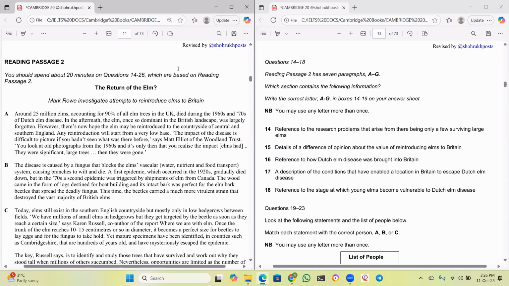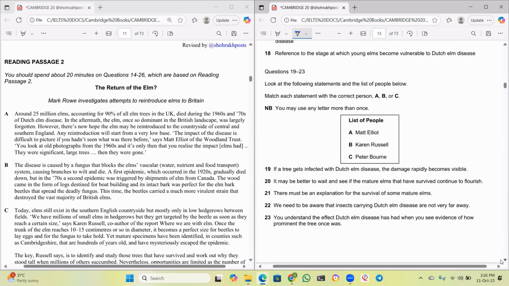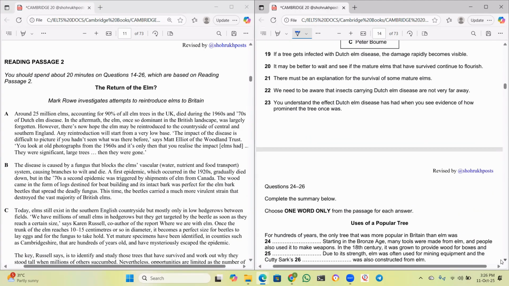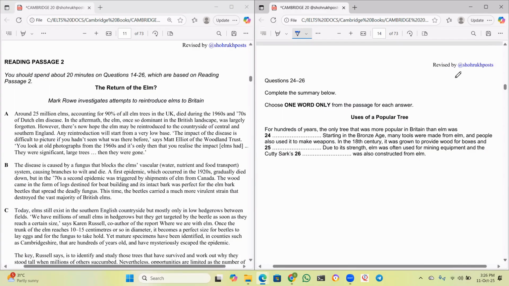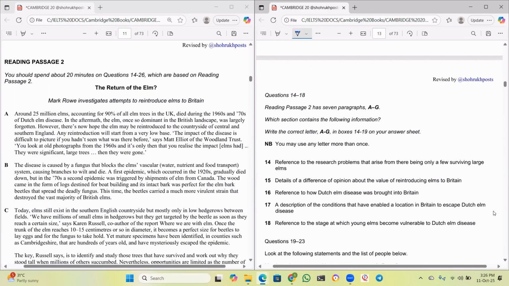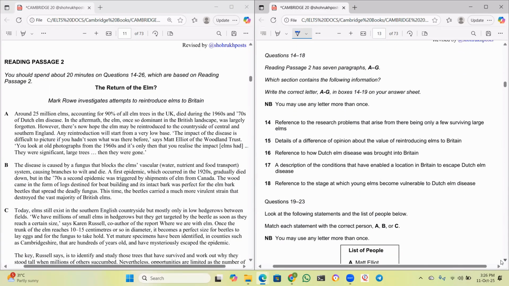On the left-hand side, you have the passage, and on the right-hand side, we have the questions. The first set of questions is matching the information. They have given some statements here, and we have to see in which paragraph each statement is given. Then we have matching the people, and then a fill in the blanks. So let's not waste any time, and let's start solving the passage.